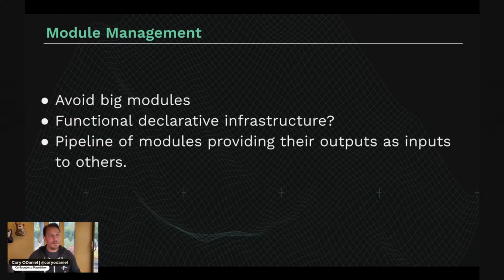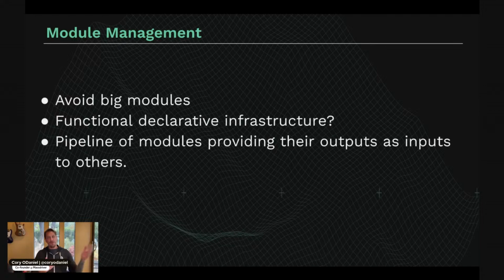So as far as module management goes, this one goes back to that blast radius idea. We want to avoid big modules. You don't want a module that deploys your entire cloud infrastructure, right? A couple of things happen there. One, it's just very hard to maintain. It's hard to do pull requests. The blast radius gets scary. If something goes wrong, there's a lot of resources in there, but it also just takes longer.